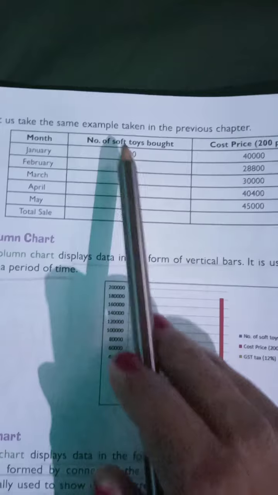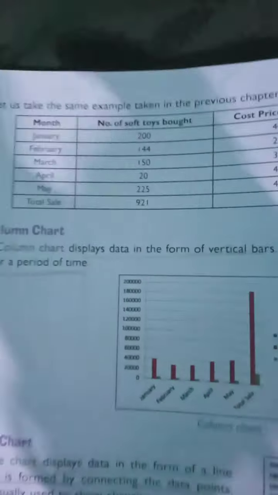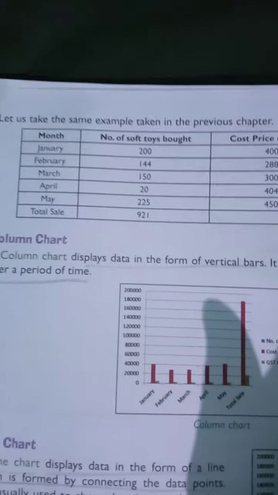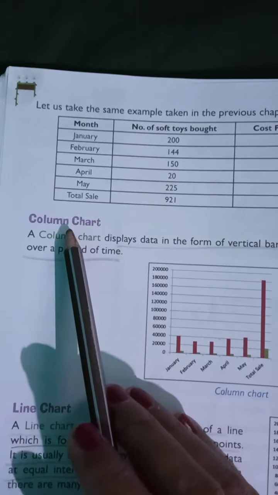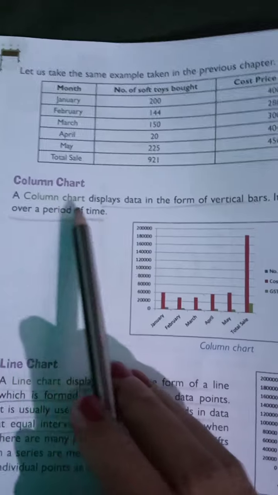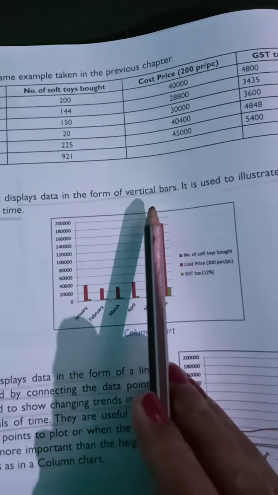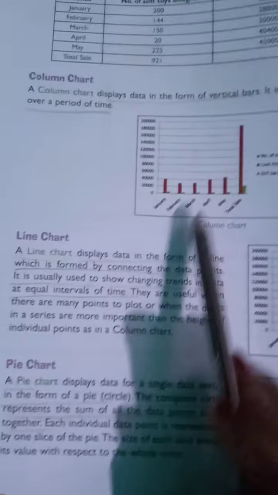So we have different types of charts. You have seen we make this kind of list in MS Excel. This list we convert into the form of a chart. How we convert it, we will study ahead. First is the column chart. You can see these are the columns. A column chart displays data in the form of vertical bars, in which we label the things.